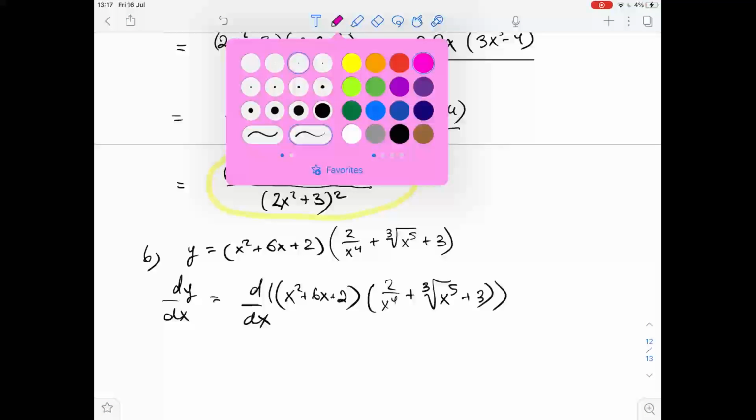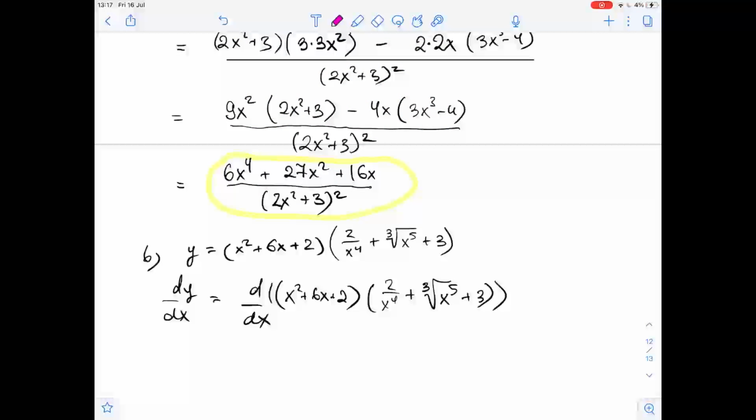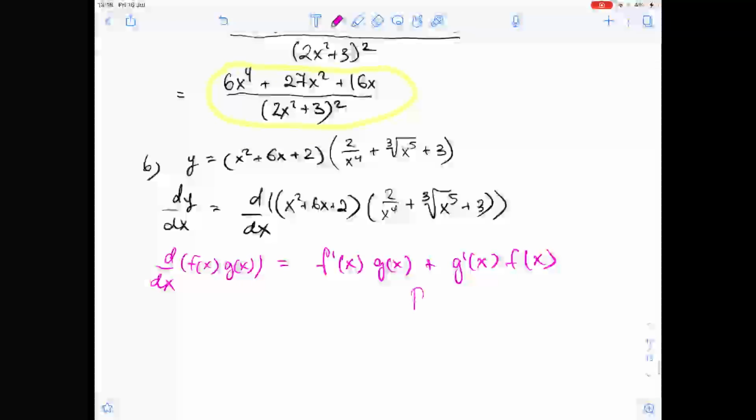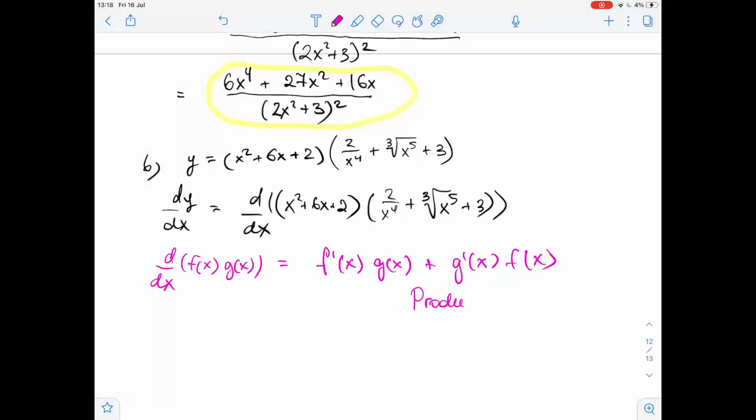Let's write it. So the product rule states that the derivative of f of x times g of x with respect to x equals the derivative of f of x times g of x plus the derivative of g of x times f of x. So this is product rule, and let's see how we can use it in our case.